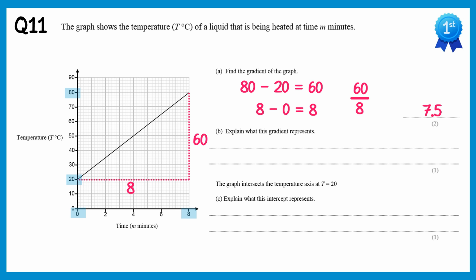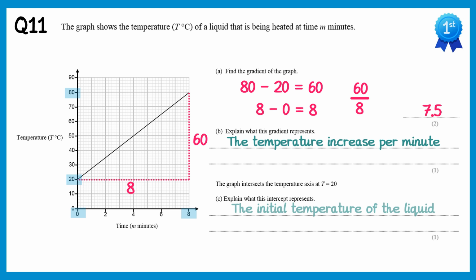For part B, we need to work out what the gradient represents. Since the y-axis is temperature and the x-axis is time, the gradient is representing the change in temperature with respect to time, or perhaps more accurately, it's the temperature increase per minute. For part C, we need to understand what the intercept represents. So it intercepts the axis at 20 degrees. Here the time is 0, so this would be the initial temperature.